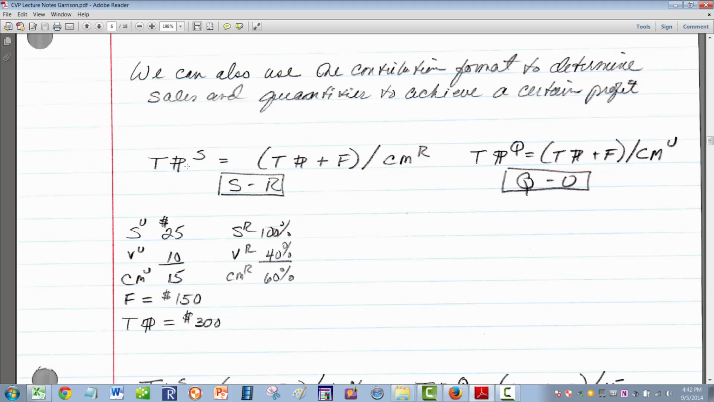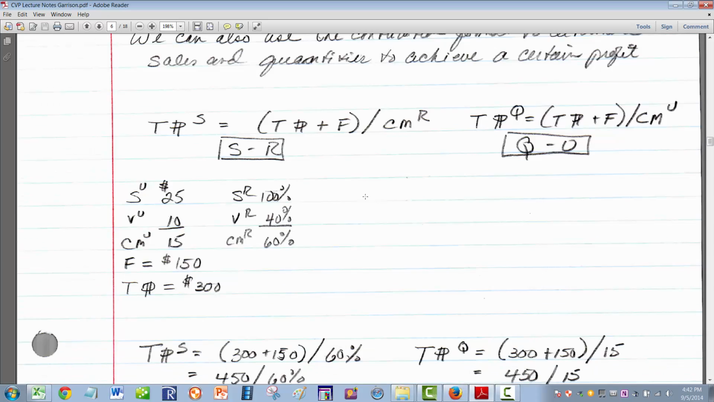So the formula will be the target profit sales. T-profit, that's my abbreviation for target profit. And we're talking about sales, right? When we talk about sales, again here, we're going to talk about ratios. So you're going to be looking at the contribution margin ratio. Well, when we look at the target profit, we're going to treat it just like a fixed cost. So we're going to add target profit to the fixed cost, and we're going to divide that by the contribution margin ratio in order to figure out exactly what we need to sell in order to get $300, okay?